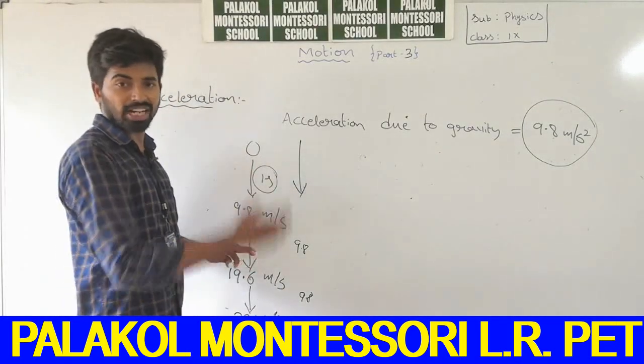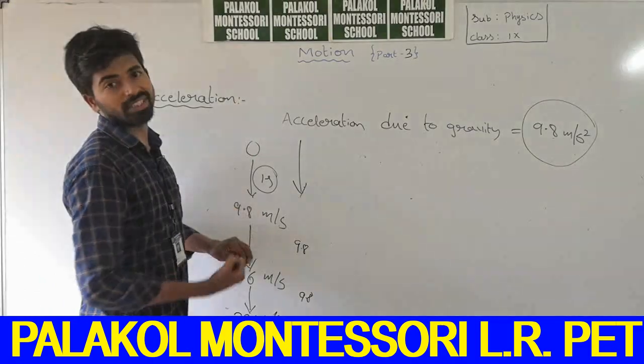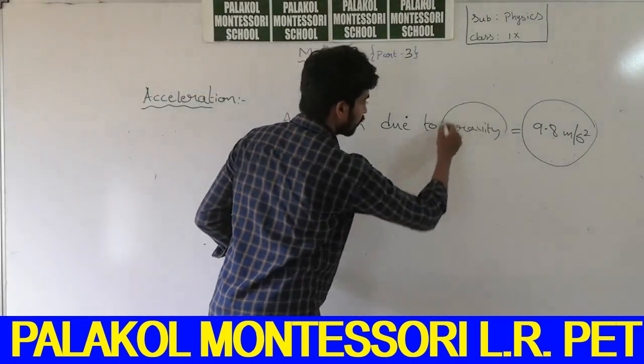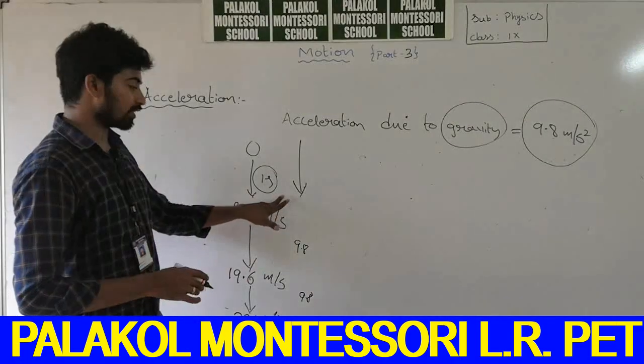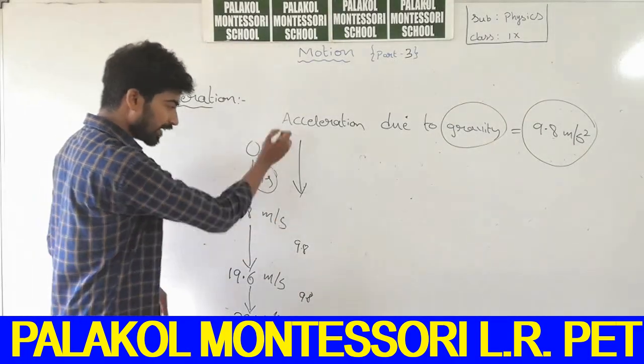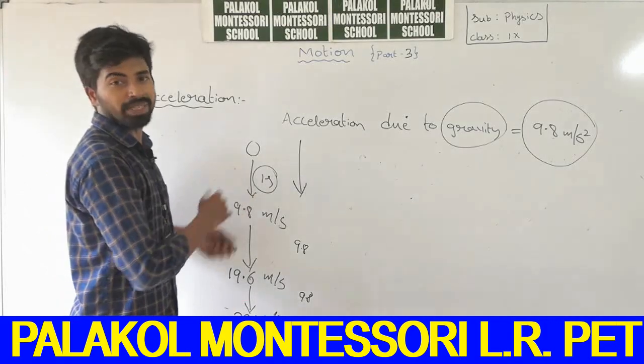What is the direction of the gravity? Earth will pull towards it. What is the meaning of gravity? The force of the earth towards the surface of earth is called gravity. So the object is moving in the same direction and hence its speed increases.